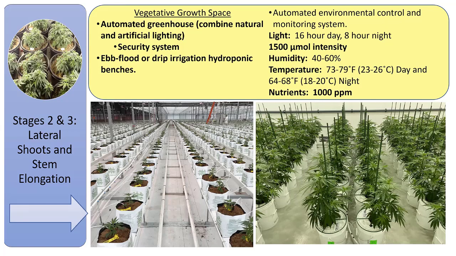So we have a greenhouse. Again, it's automated with an environmental control system, an irrigation control system. You can put in ebb flood benches in there as well and water pots from the bottom. It's got the same day length, higher light intensity up to 1500 micromoles this time, lower humidity, lower temp, and then it's got an increased nutrient rate. It's 1,000 parts per million, which makes sense because the plants are getting larger and larger. You need higher light, higher nutrients.